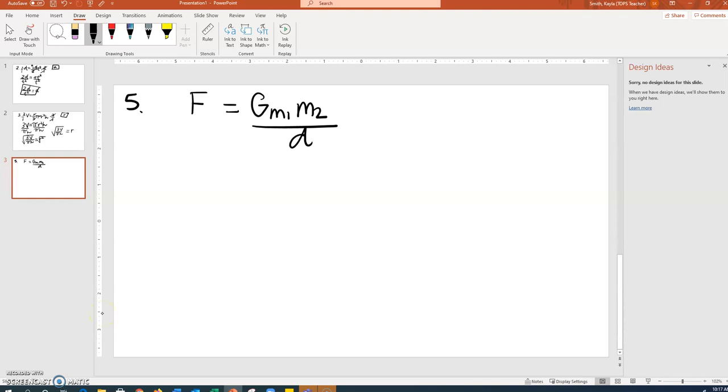So first let's go ahead and get rid of the d on the bottom. So to get rid of that d, this is g divided by d. So I'm going to go ahead and multiply by d on both sides.